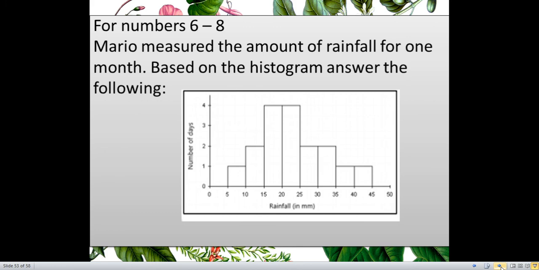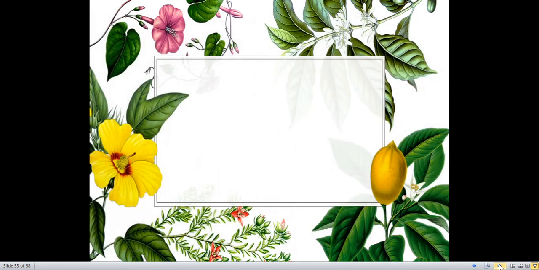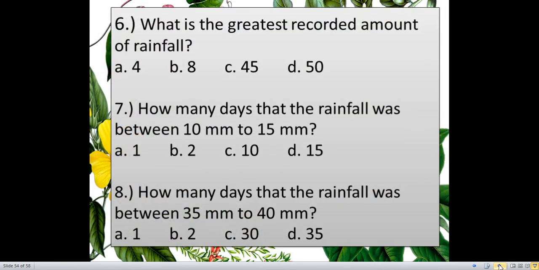Okay, for numbers 6 to 8, use this histogram. Mario measured the amount of rainfall for 1 month. So based on the histogram, you need to answer numbers 6 to 8. Number 6, what is the greatest recorded amount of rainfall? Number 7, how many days was the rainfall between 10 millimeter to 15 millimeter? Number 8, how many days was the rainfall between 35 millimeter to 40 millimeter?